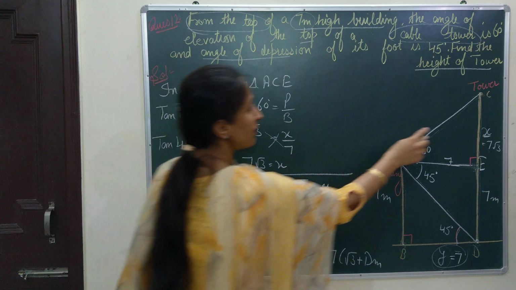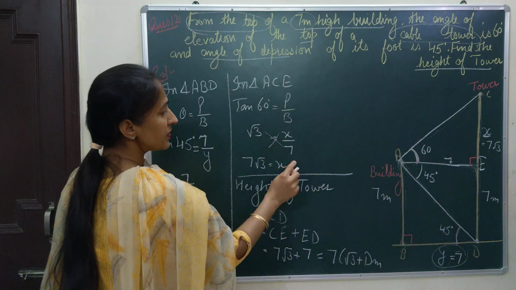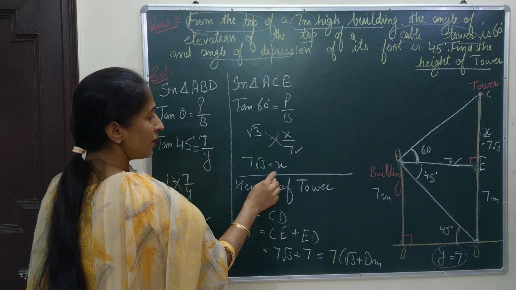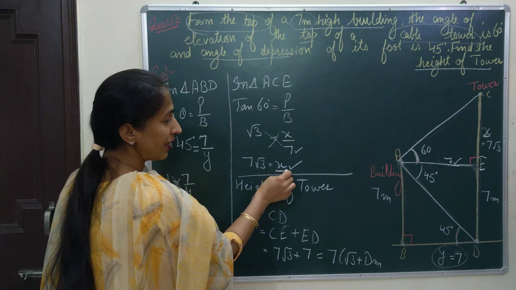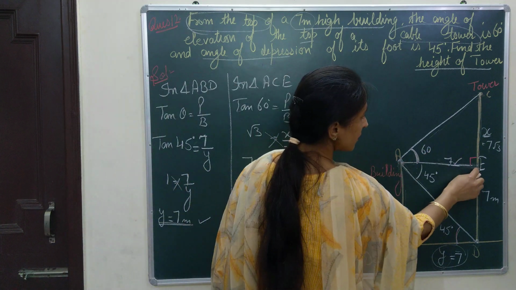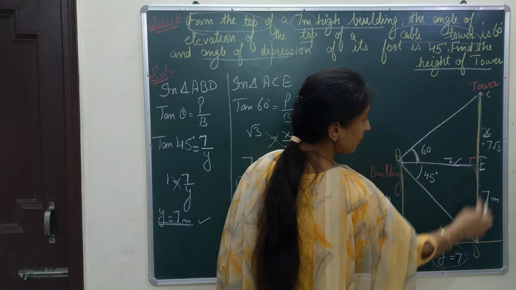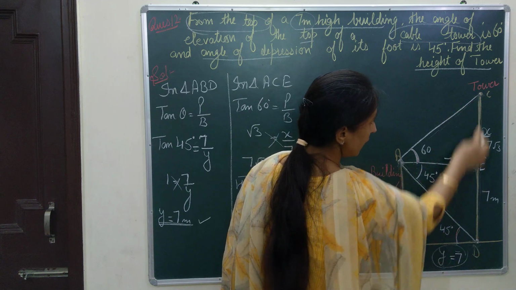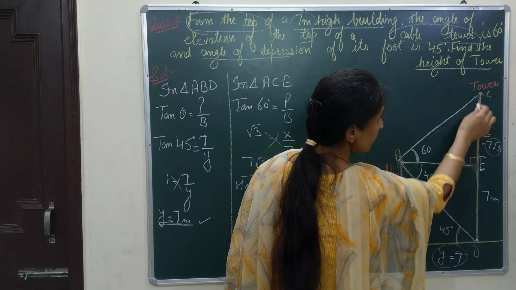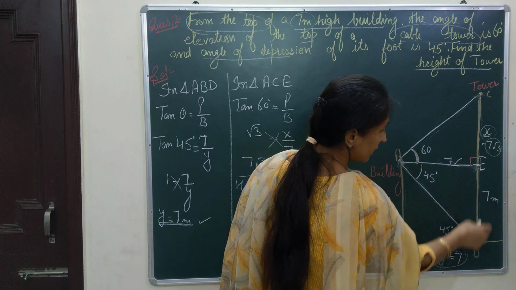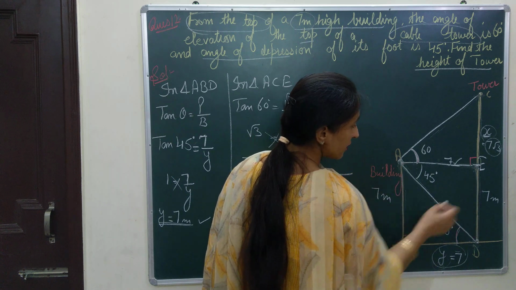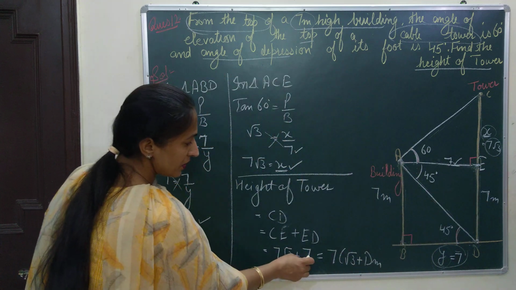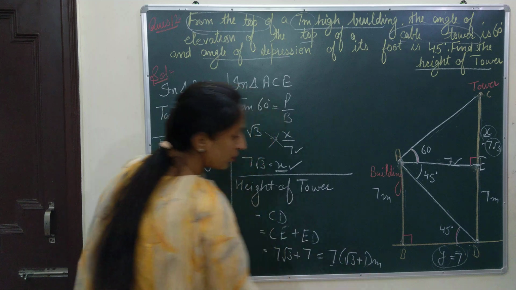In the next triangle, when I am using tan of 60, I will write the base as 7 because these two bases are the same. From here we get the value of x. Now I have the value of x, and you need to find the height of the full tower, and this height of the tower is CE plus ED, the full length. So x we calculated as 7 root 3, and this is the opposite distance of the building, so this is 7. So the full height will become 7 root 3 plus 7. Take 7 common and this is your answer, root 3 plus 1 meters.